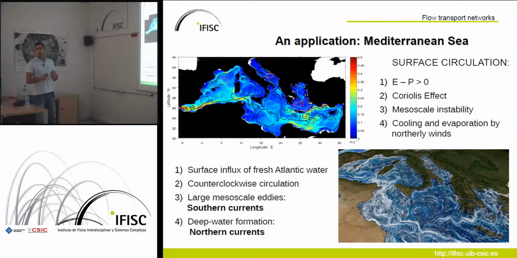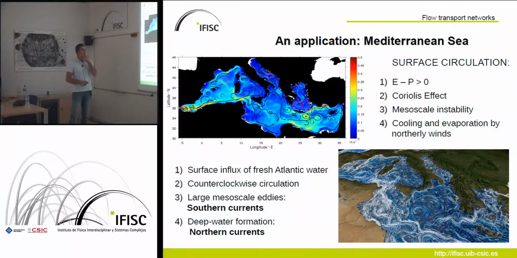Well, we first applied this method to the Mediterranean Sea. So just a few words about the surface circulation in the Mediterranean. That is what we studied in detail. Well, the key point is that the Mediterranean is a semi-enclosed basin. It's a semi-enclosed sea, and it is connected to the Atlantic only by the Gibraltar Strait here.